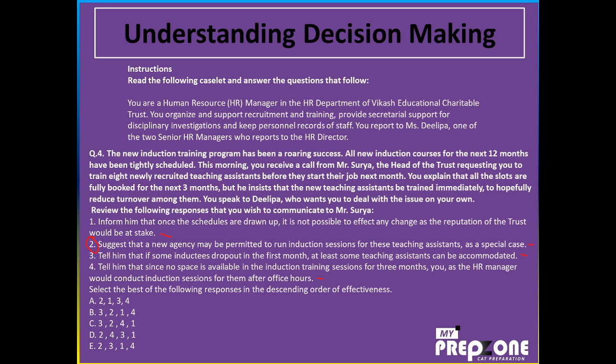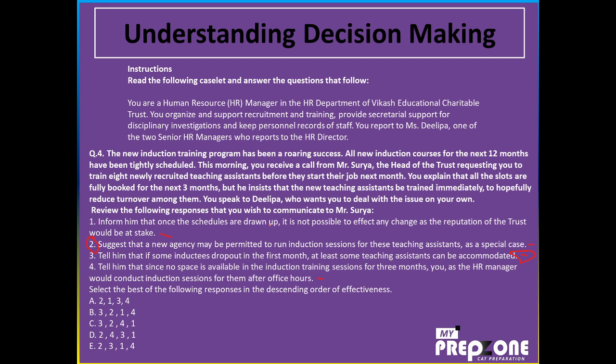If I talk about the third one, tell him that if some inductees drop out in the first month, at least some teaching assistants can be accommodated. Yes, this also makes sense. But I already told you that this somehow seems that you are leaving things to chance. If you are leaving things to chance, will that be an effective way to manage a situation? Absolutely not. So after 2, 3 should not come. Let us read the first one.